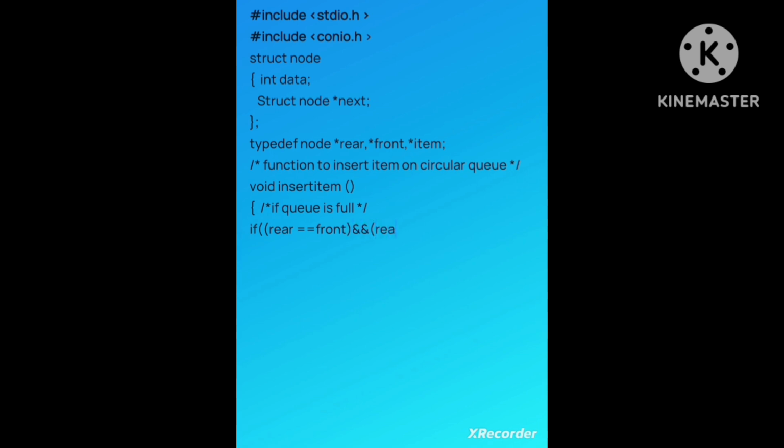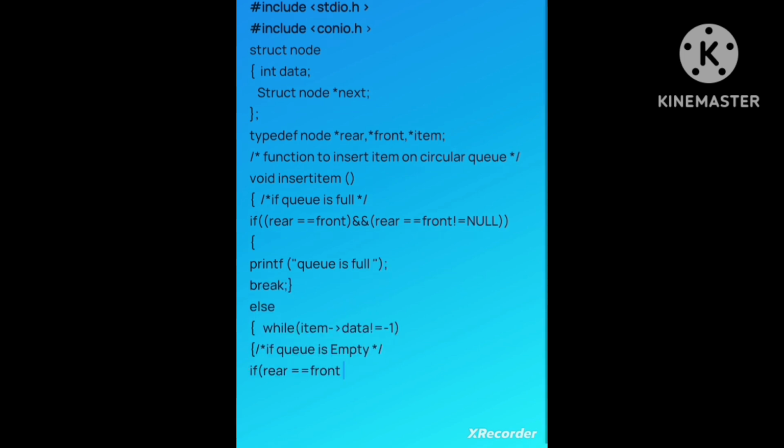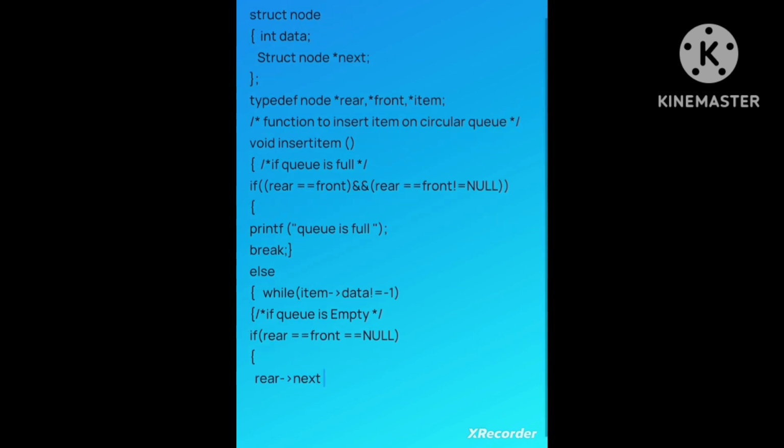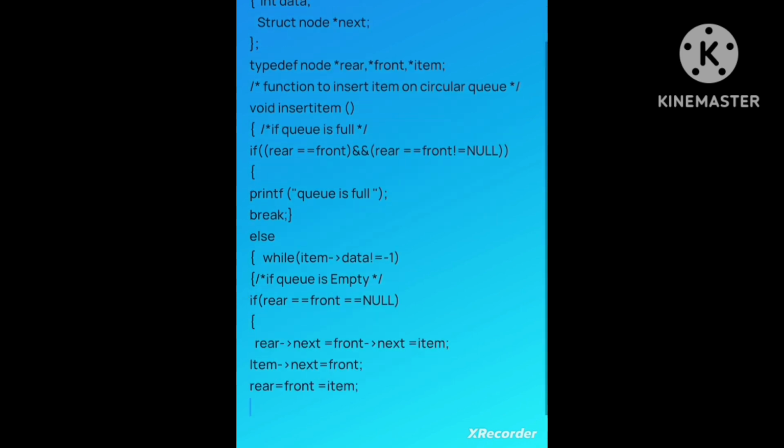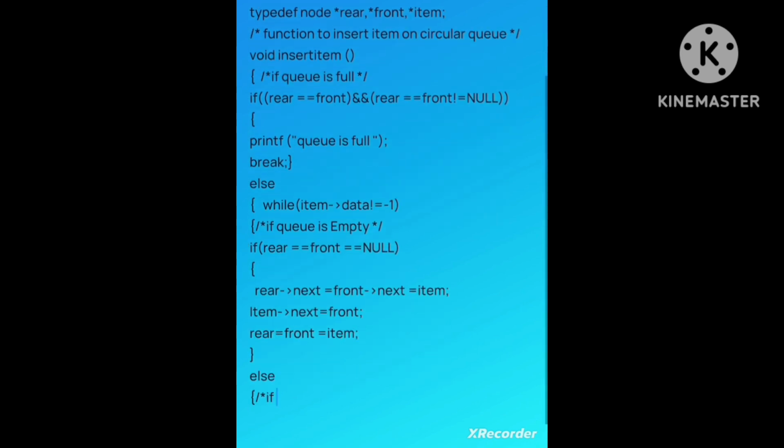Else check for the queue to be empty and we will insert the item node as the first node of the queue by linking the rear and front pointer to the item node and linking the item node back to the front node in order to maintain the circular queue.